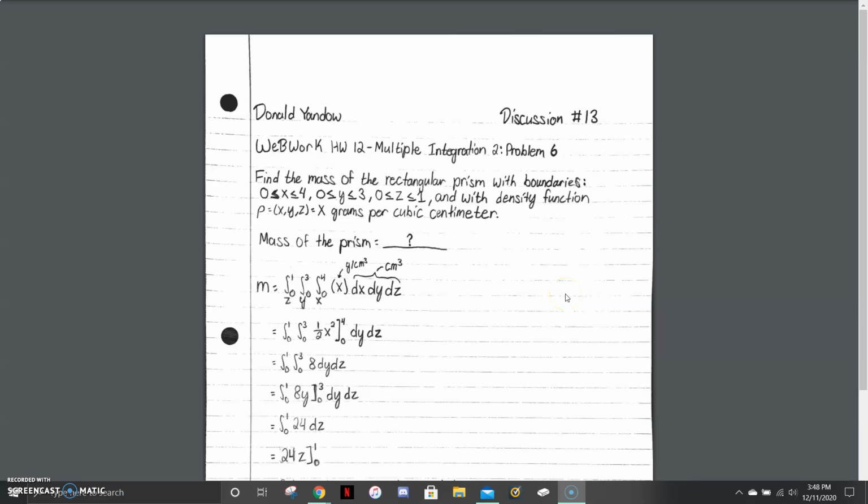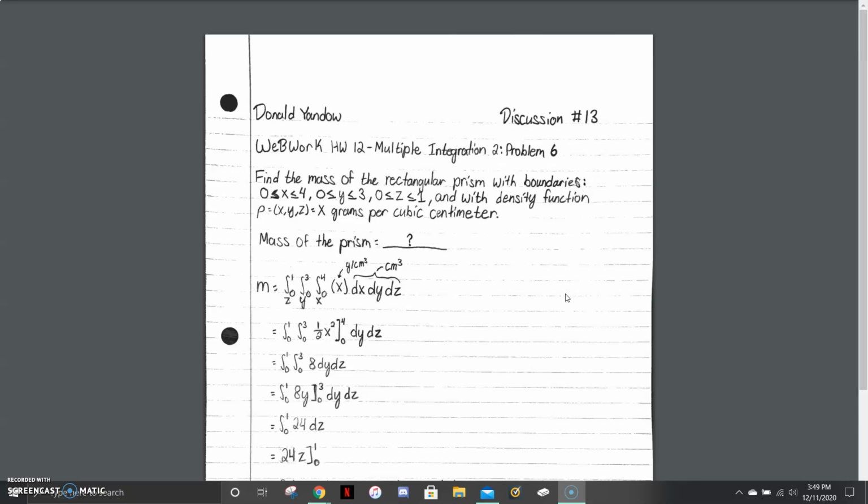So today I am reviewing triple integrals, which is multiple integration, and the problem I have chosen is problem 6 from WeBWorK, homework number 12. So this problem needs us to find the mass of the rectangular prism, and we are given the boundaries.